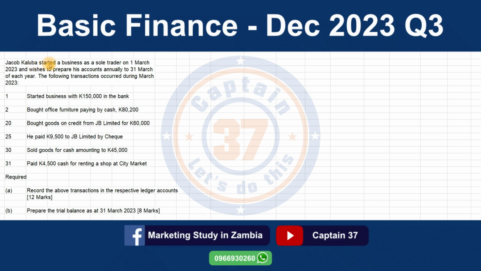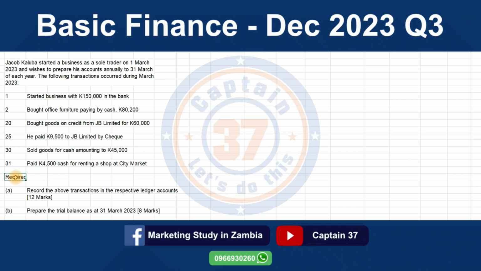Jacob Kaluba started a business as a sole trader on 1st March 2023 and wishes to prepare his accounts annually to 31st March of each year. The following transactions occurred during March 2023, and we are given these six transactions that occurred in the month of March.